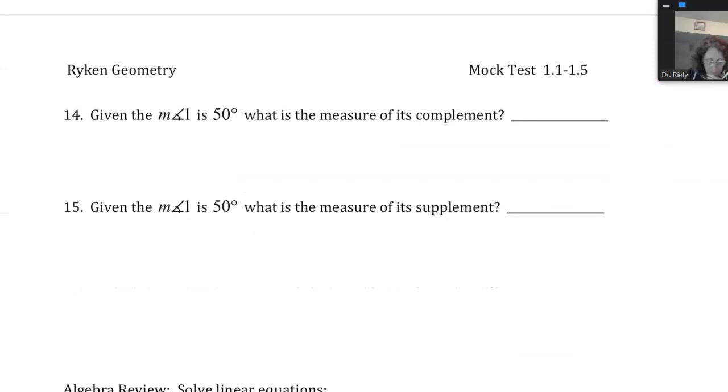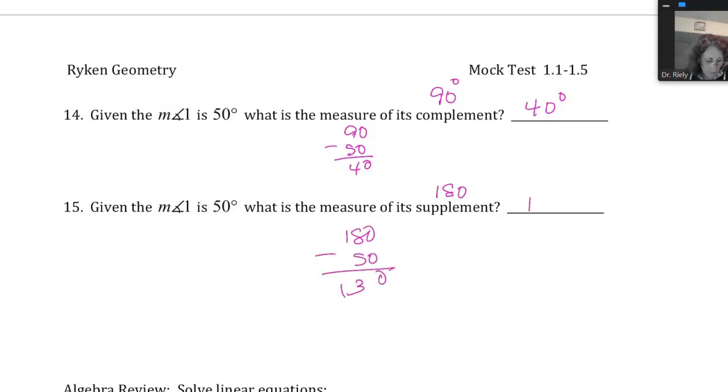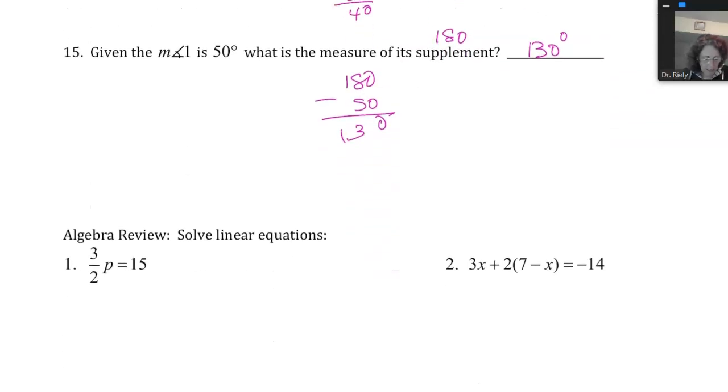Okay, going on. Given that the measure of angle 1 is 50, what's the measure of its complement, which sums to 90? So 90 minus 50 is 40. What's the measure of its supplement? It sums to 180. So 180 minus 50 is 130. That's the supplement. So you have to memorize that.